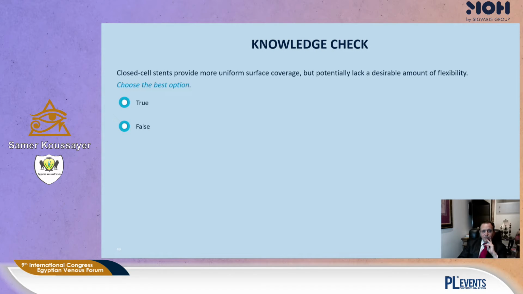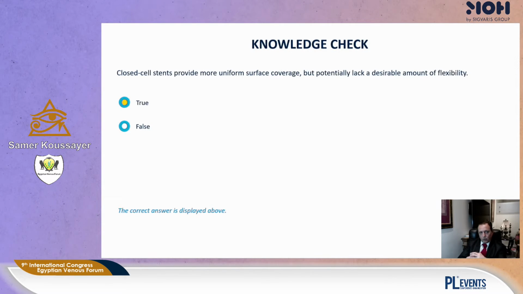Closed cell stent provides more uniform surface coverage, but potentially lacks a desirable amount of flexibility. No, this is wrong. This is the opposite. This is the closed cell. Yes, this is correct. The open cell is the opposite. So closed cell, yes, gives us uniform surface coverage but is less flexible. Whereas the open cell provides less uniform surface but gives us more flexibility.